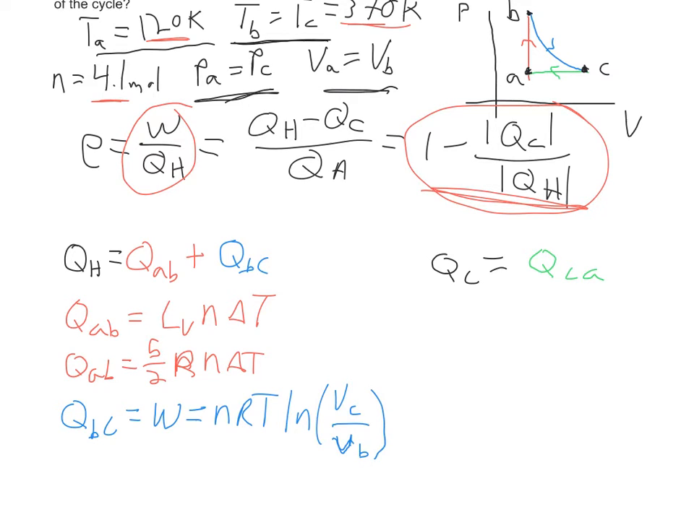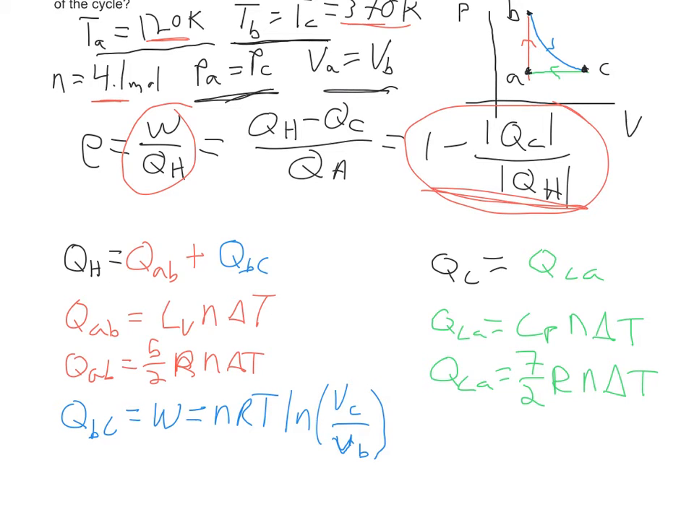Cool. So if we can find the volumes, we could find what QBC is. Sounds good. I'm going to come back to that here in just a second. And then lastly, over here, QC, which is just QCA, is an isobaric transition, which we know is going to be equal to CP and delta T. And we know CP, since we have 5 degrees of freedom, is going to be 7/2 R, and then N delta T. Once again, we know N and delta T, so we can solve.